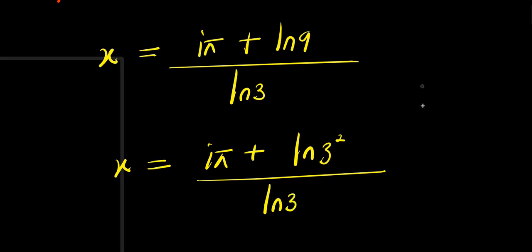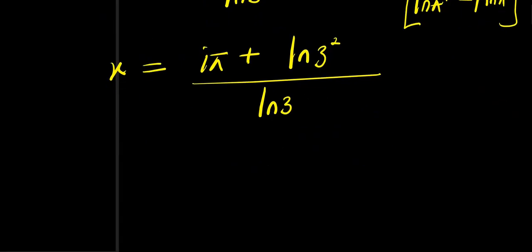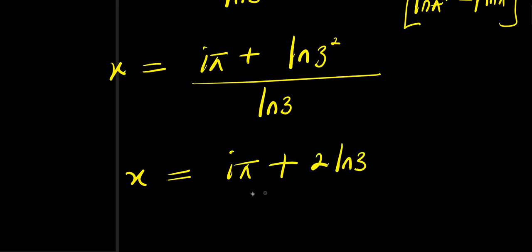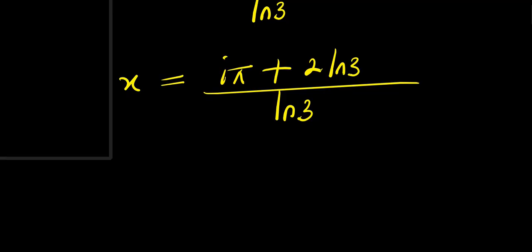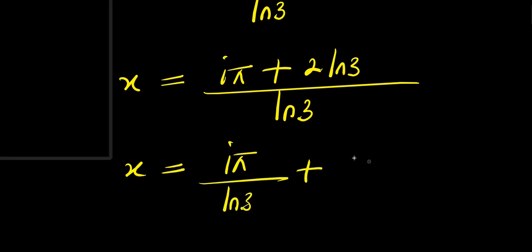And don't forget the fact that natural log a power p equals p times natural log a. So that means we are simply going to have x equals i times pi plus 2 times natural log 3, divided by natural log 3. So we can simply have it as x equals i times pi divided by natural log 3 plus 2 times natural log 3 divided by natural log 3.